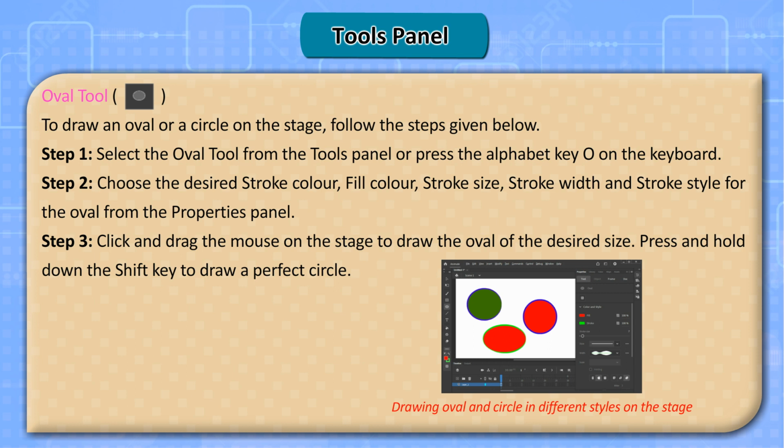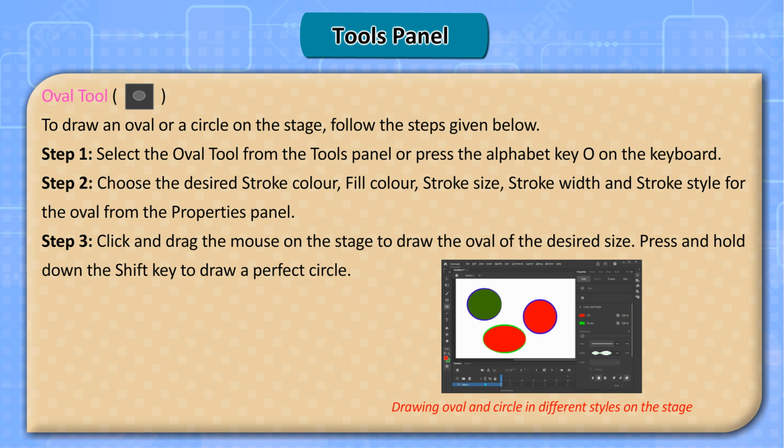Oval tool. To draw an oval or a circle on the stage, follow the steps given below. Step 1. Select the Oval tool from the Tools panel or press the alphabet key O on the keyboard. Step 2. Choose the desired stroke color, fill color, stroke size, stroke width and stroke style for the oval from the Properties panel.